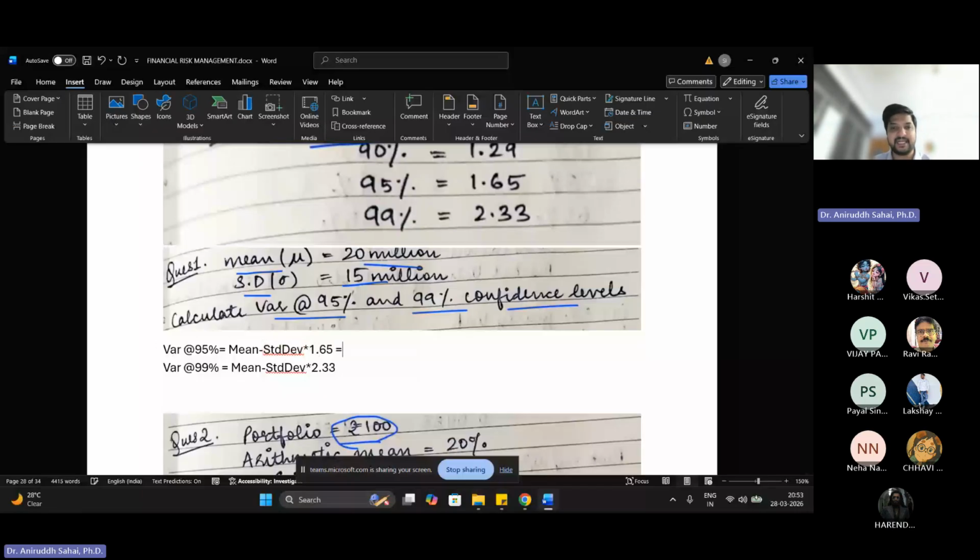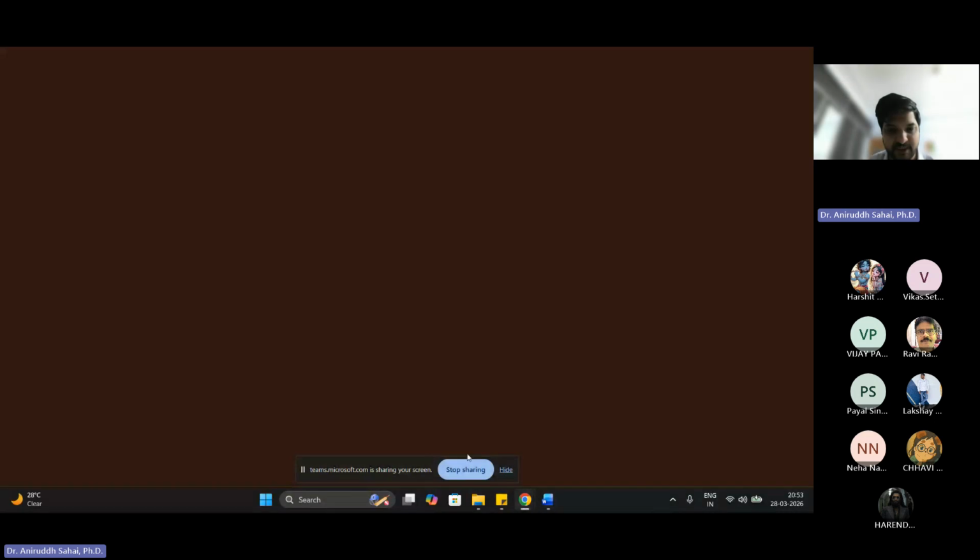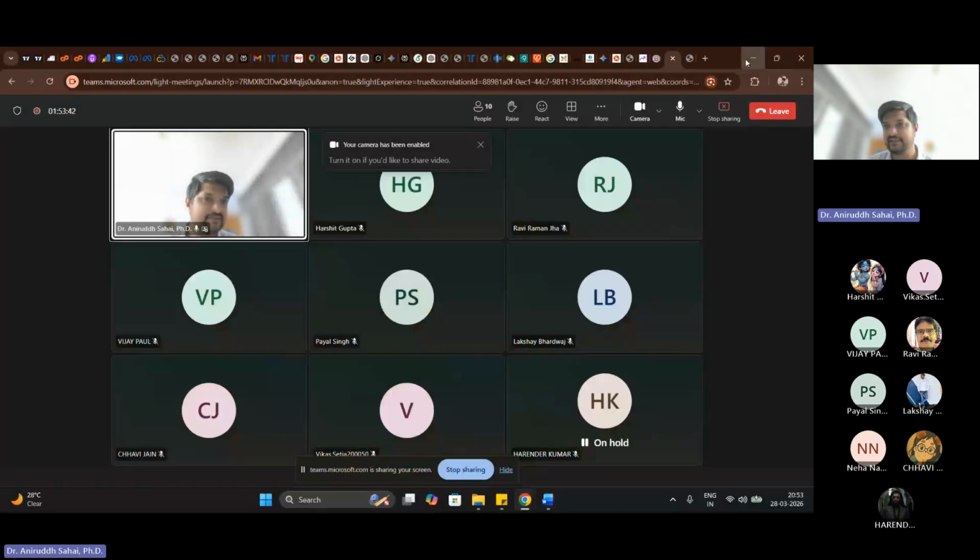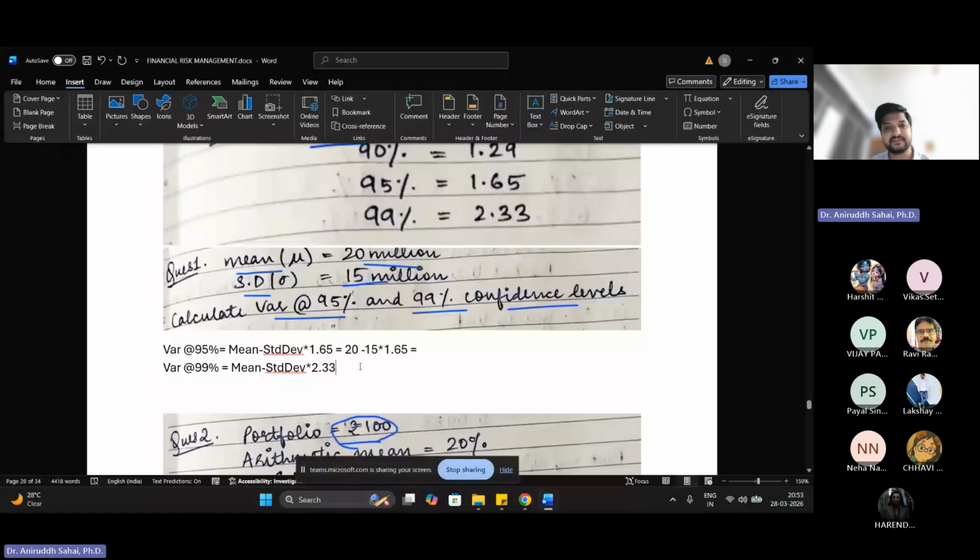तो मीन दे रखा है 20 का, स्टैंडर्ड डिविएशन दे रखा है 15 का, और into 1.65. If you calculate this, you will get your answer. कि इतना, what is the answer? Can anyone tell me? Harshit, can you tell me what is the answer? If you take 20 minus, yes, 4.75. 4.75. इसका भी just tell me the answer for this other second part also.